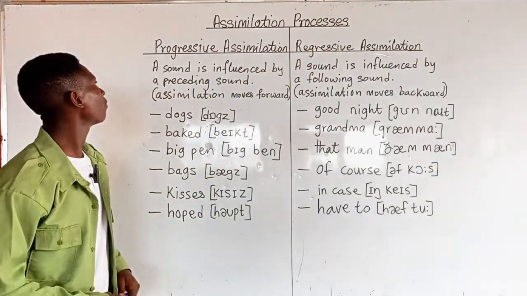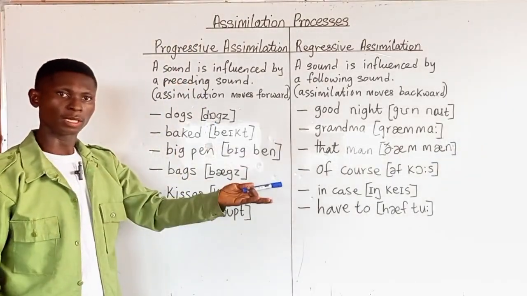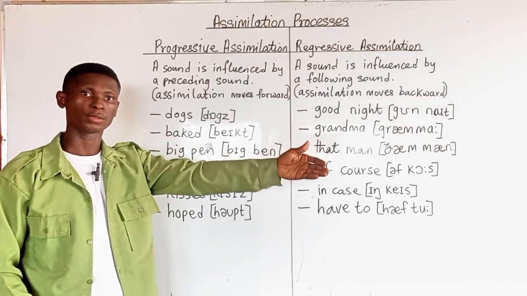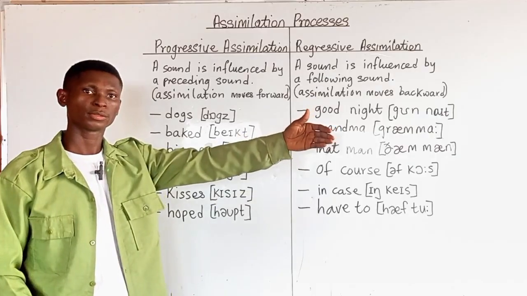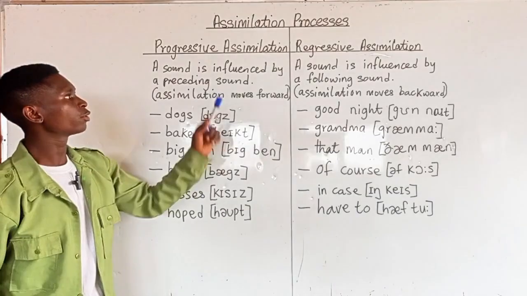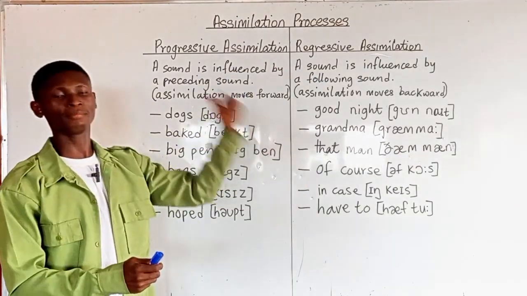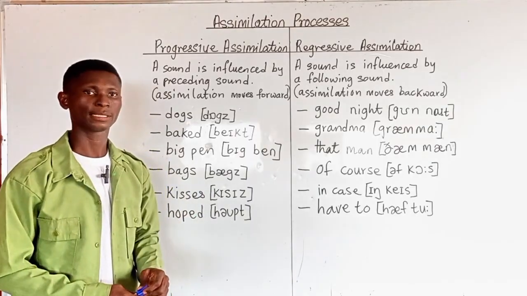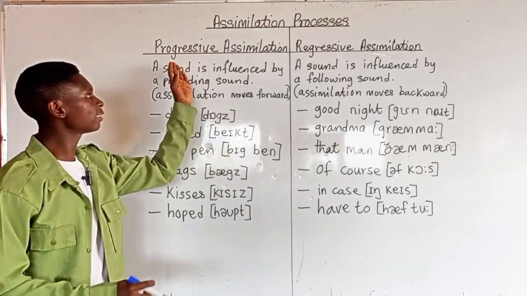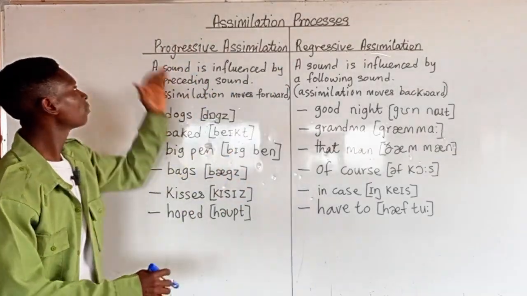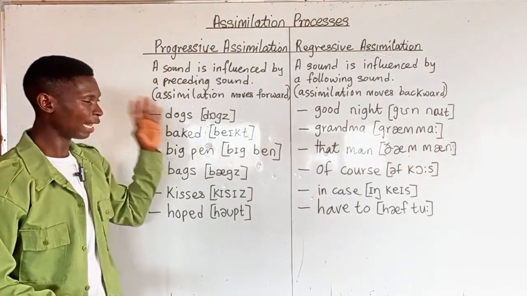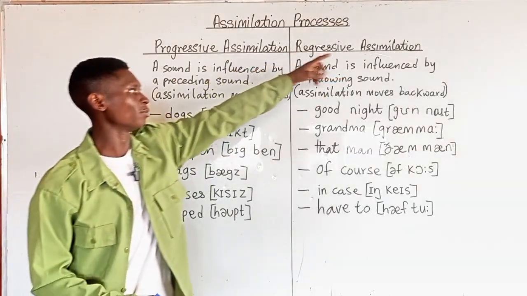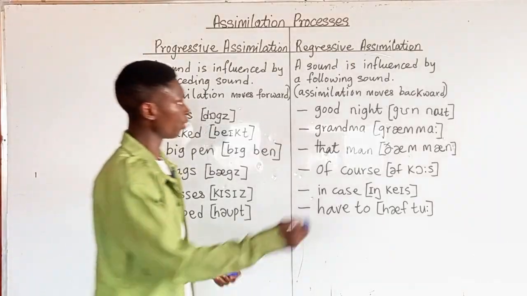First, what do we mean by progressive? Progressive is from the word progress. Progress means to move forward, to go forward, to advance. Then, to regress means to come backward, to go backward, to return back. So that is progress and regress. So when we say progressive assimilation, it is assimilation that is going forward, and then regressive assimilation is assimilation that is going backward.